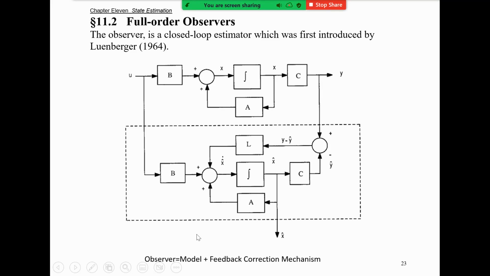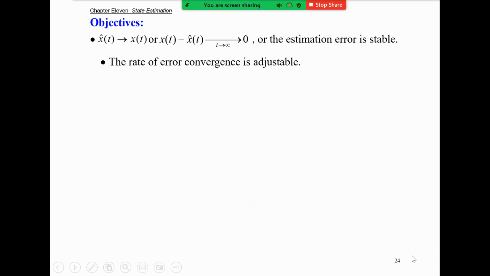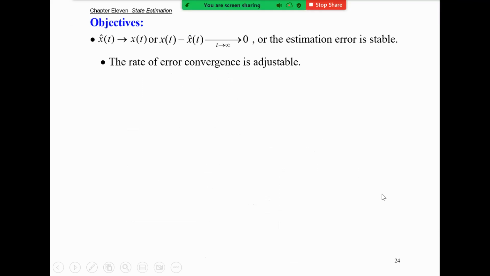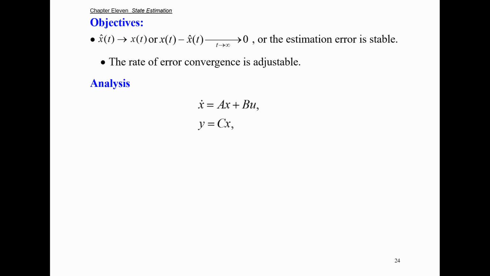You can say there are two components. We need to know the model of the system, right? And we need to have some kind of feedback mechanism. Now, the objective of the observer is that we want to make x hat converge to x when time goes to infinity. And we want to make the change rate of the error adjustable, so we can make it quicker, we can make it slower. Then let's do the mathematical analysis of the observer.